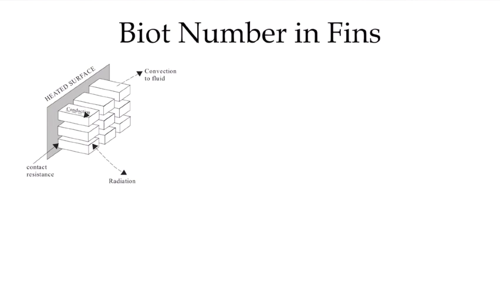Thinking about fins, the Biot number is useful there as well. In the fin, we want to remove heat from a heated surface. We do that by increasing the surface area by extending the material out of there. We do that with some geometry. In this case, I have a length L, and I have a cross-sectional area that's rectangular with a width and a height.